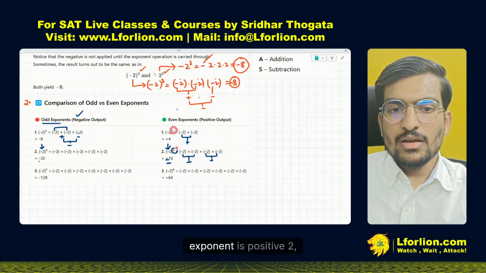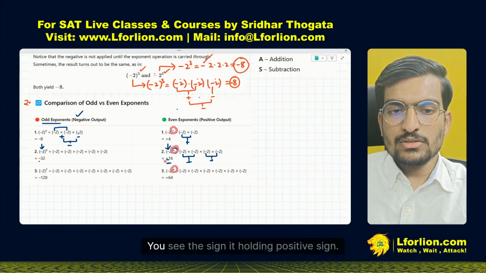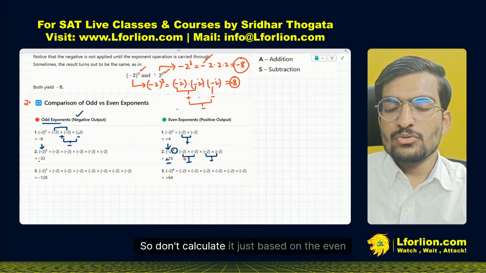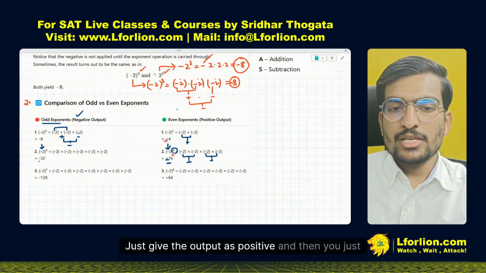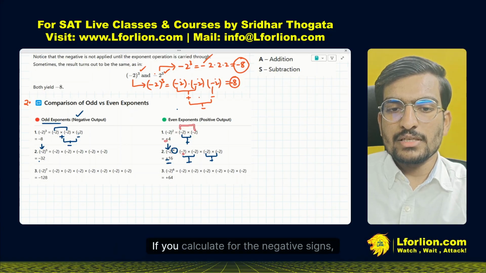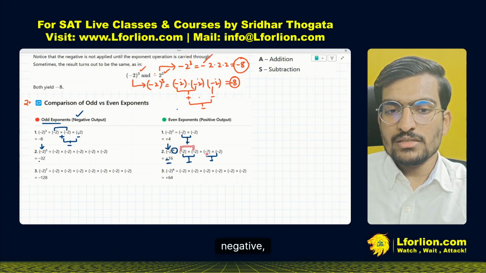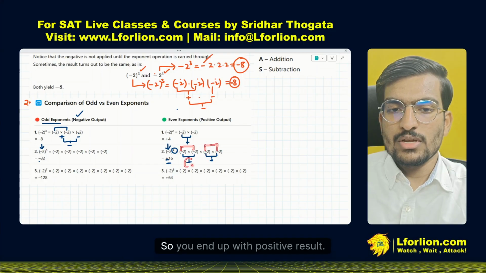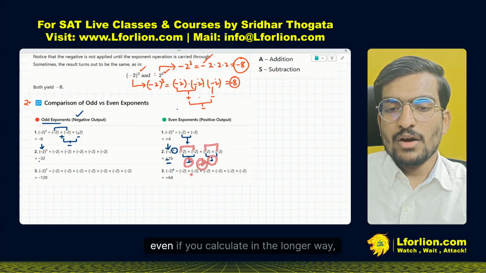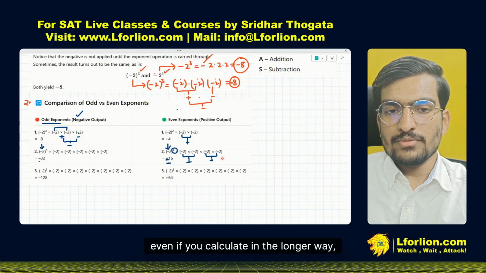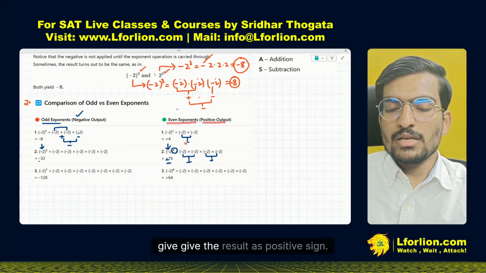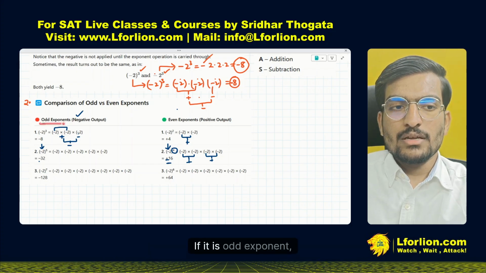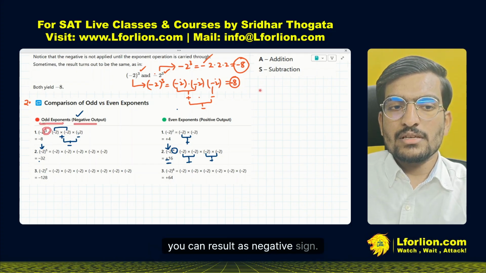You see, the exponent is positive 2, 4, 6. You see the sign, it is holding a positive sign. So don't calculate it first, just based on the even exponent, give the output as positive, and then you just calculate. Even if you calculate the negative signs, negative, negative, positive, negative, negative, positive, you end up with a positive result. However, you need not do it in that longer way. Directly, if it is an even exponent, give the result a positive sign. If it is an odd exponent, give the result a negative sign.